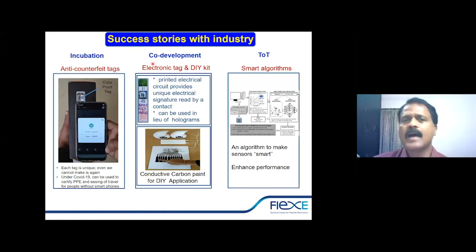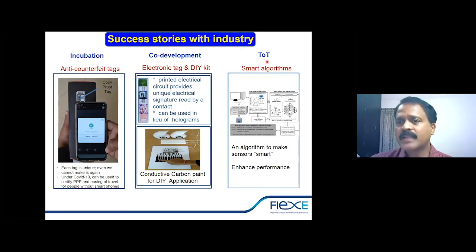And here is an example of a technology which has been handed over to the industry, which was a code development board. What I would like to say about this particular part is this conductive carbon paint. This is an example of indigenization. This company had given a challenge to our center: can we indigenize this particular type of material? And our center has successfully been able to do that.